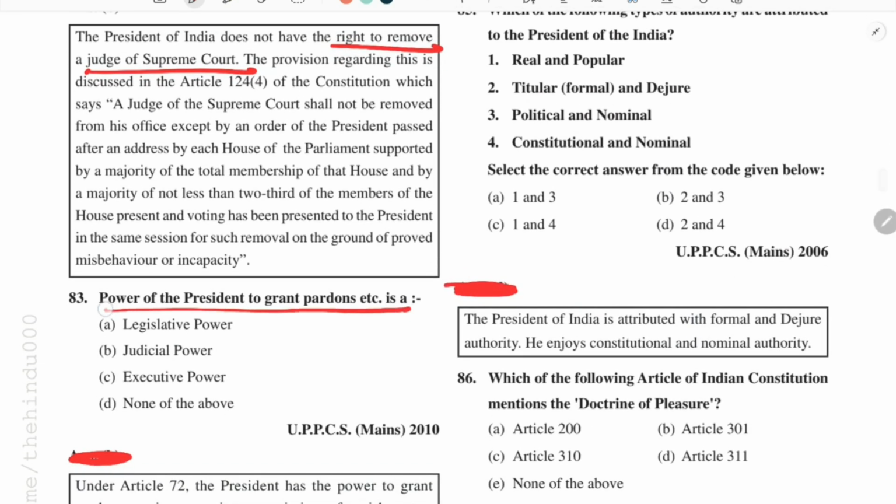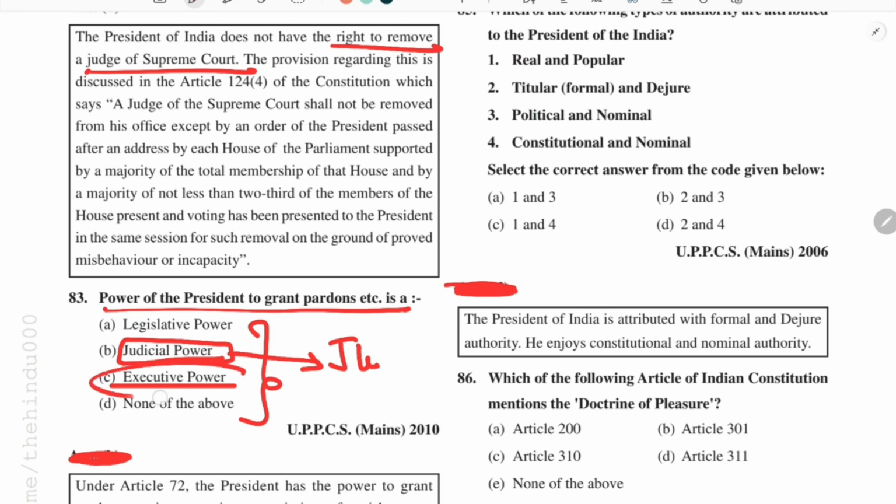The power of the president to grant pardon is... This question has been asked many times where there is a confusion. Some say that it is a judicial power because it is related to the judiciary, because judicial punishment is being pardoned by the president. Executive power. So I think the answer is executive power, because I have read that earlier, but I will explain why it is executive power.